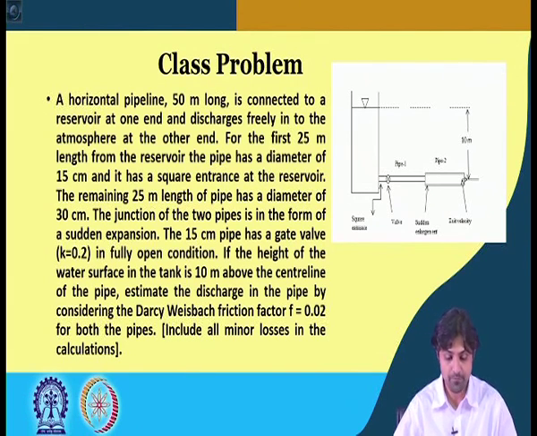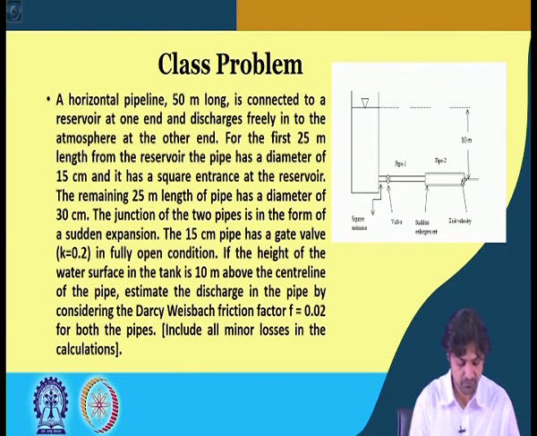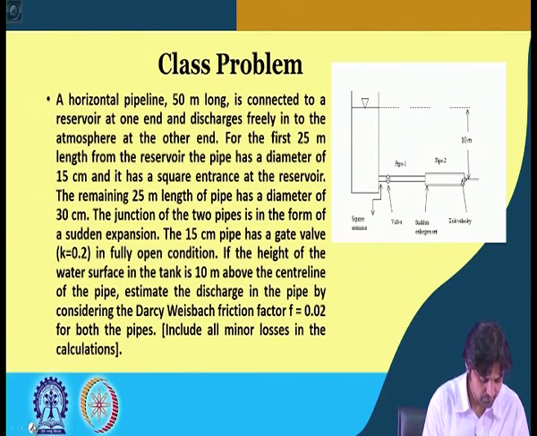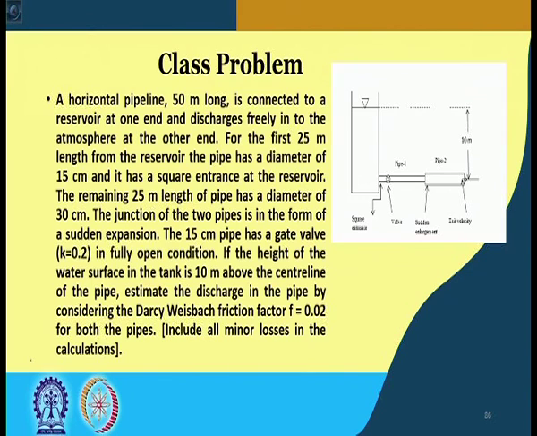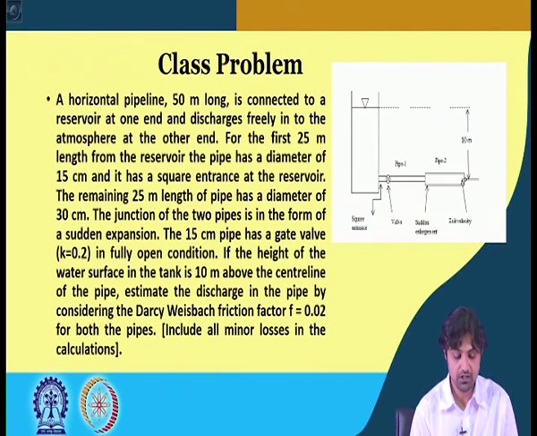Okay. All right. So the first 25 meters length from the reservoir, the pipe has a diameter of 15 centimeter and it has a square entrance at the reservoir. The remaining 25 meter length of the pipe has a diameter of 30 centimeters. So this is the long pipe.